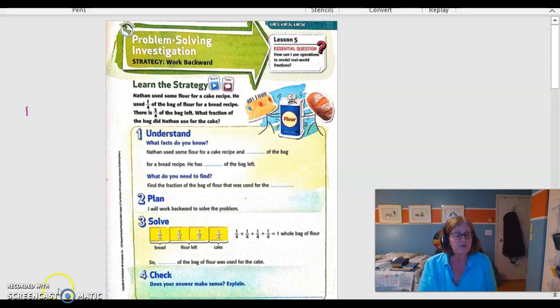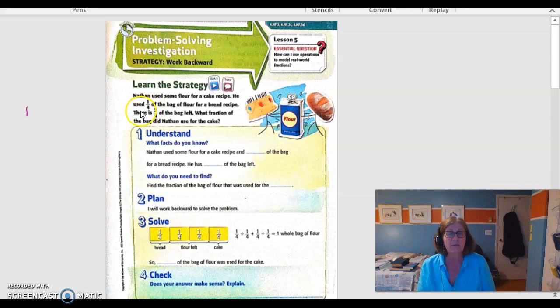It says Nathan used some flour for a cake recipe. He used 1/4 of the bag for the bread recipe. 2/4 of the bag was left. What fraction of the bag did Nathan use for the cake? It asks us to look at the facts that we know. Nathan used some flour for a cake recipe and blank of the bag for the bread recipe. So how much did he use for the bread recipe?